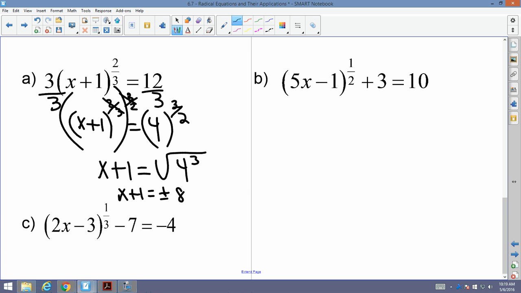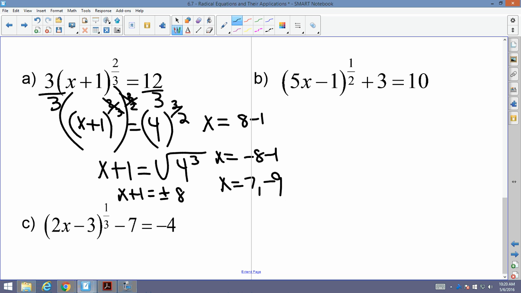Why is it plus or minus 8? Because it's a square root. Whenever I have to square root both sides, when I have a square root here, it's going to be plus or minus. All right. So now I have x equals 8 minus 1, and I also have x equals negative 8 minus 1. So x equals 7 or negative 9.